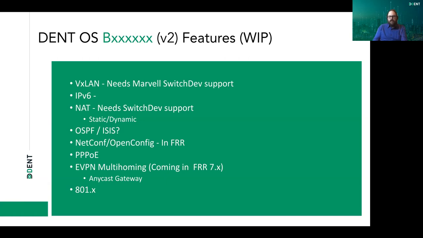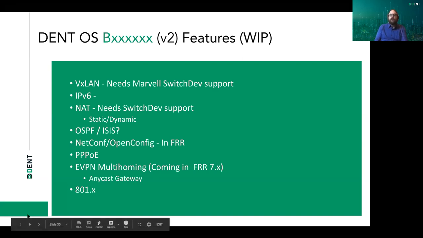past that. So VXLAN, for VXLAN, we're waiting for the support from Marvell, because we feel that it's important that VXLAN works across the board. There are certain things that could be implemented based on what Mellanox has in the kernel. Mellanox's switchdev implementation is much more robust, has many more features. And so while we expect that Marvell will start to somewhat catch up over time, we want to make sure that if you use DENT OS and DENT OS hardware, that the features work across the board.